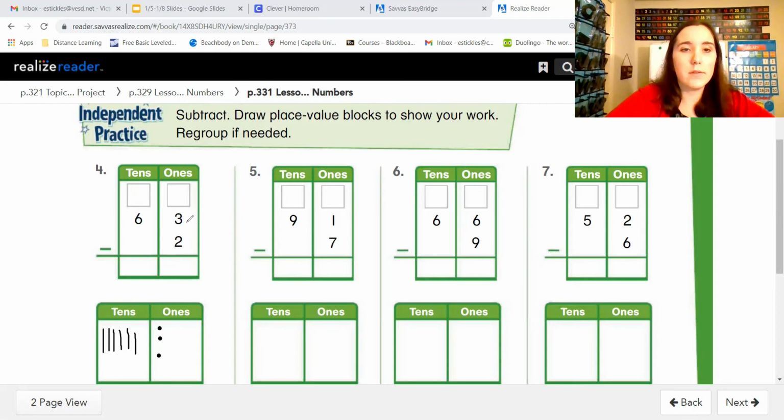It's 3 ones minus 2. Can we do that without regrouping? Yeah, we can. We don't have to regroup on this problem. So I'm going to cross off my 2 ones that we're subtracting, and let's see what we have left.